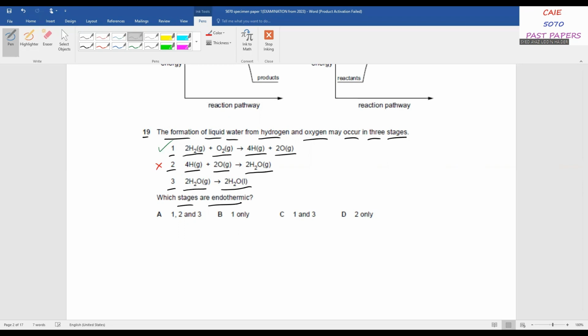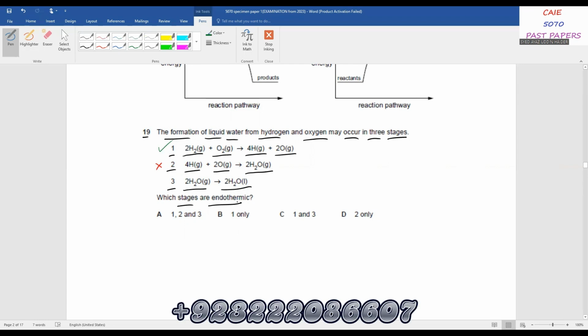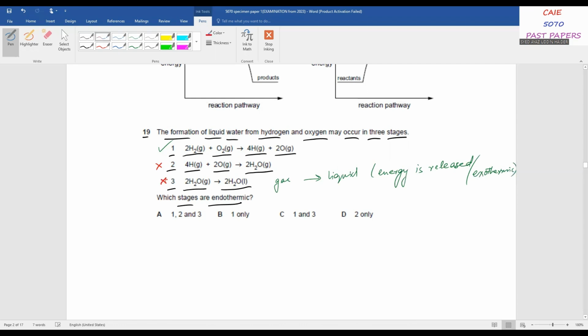Let's check the last one. 2H2O gas gives 2H2O liquid. State changes from gas to liquid, which means energy is released to the surrounding, or exothermic. So this is also incorrect. We are left with only one. So B is the right answer.